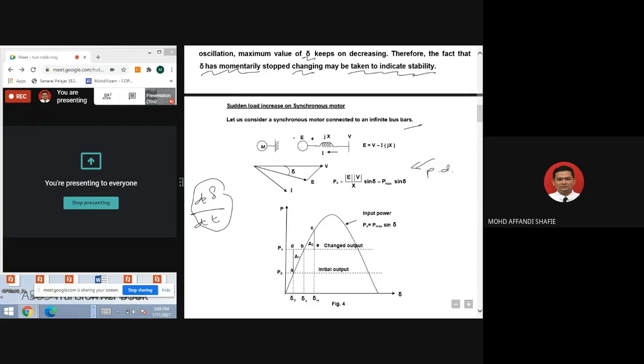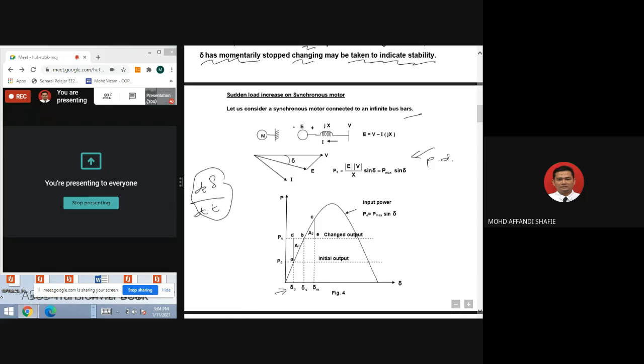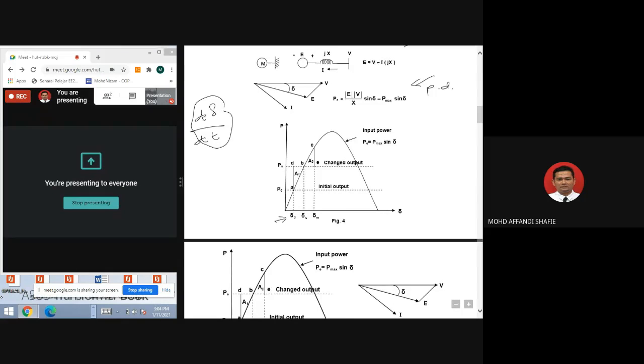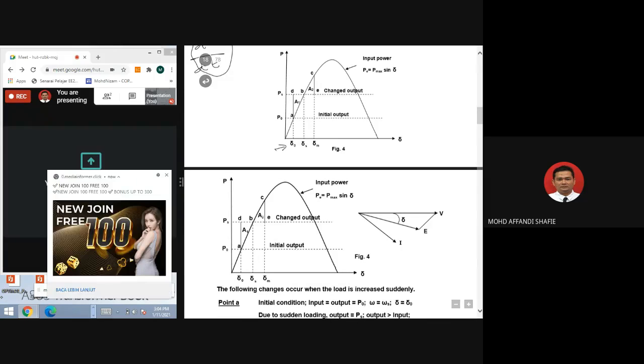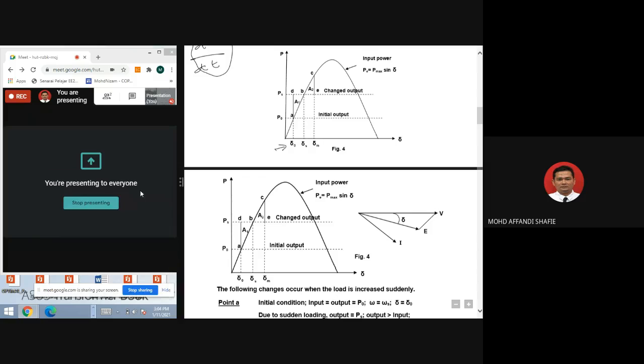Here what you can see is the initial angle. Point A represents what we call the initial power, P0. We can go to the next slide. Initial output. The following changes occur when the load is increased suddenly. So point A, from this figure.